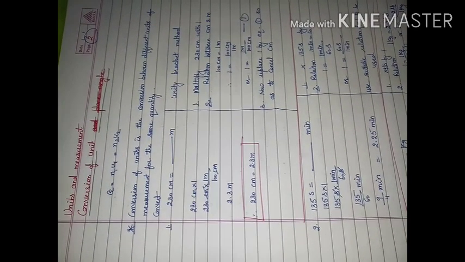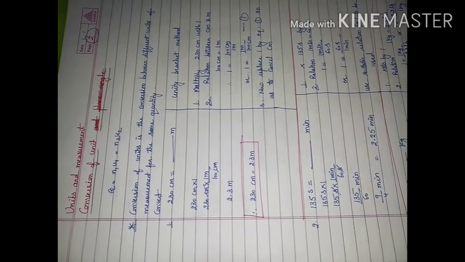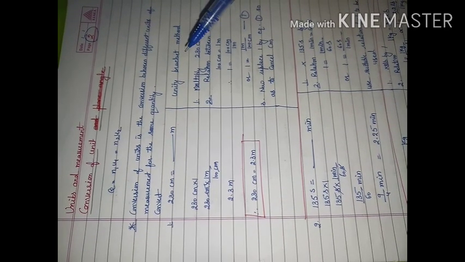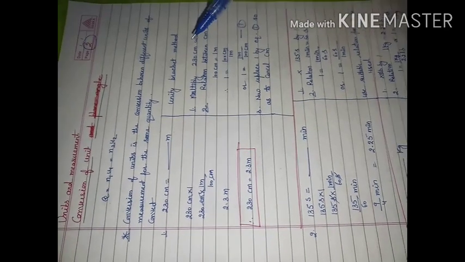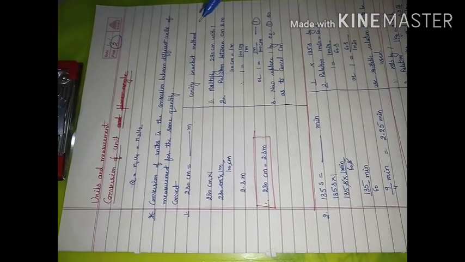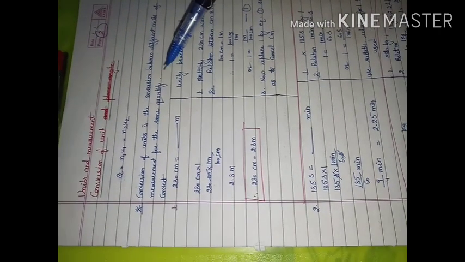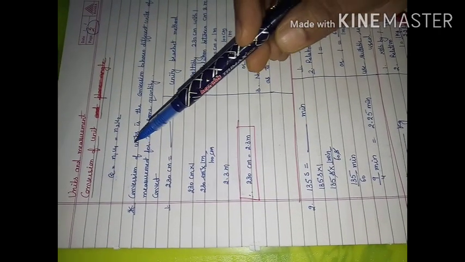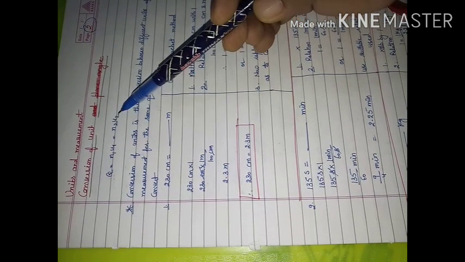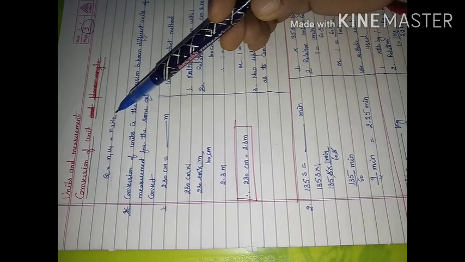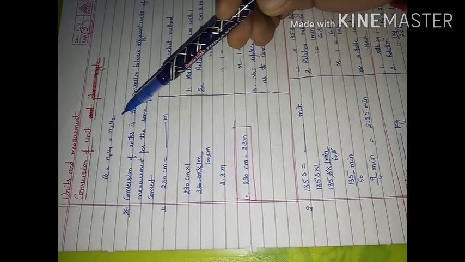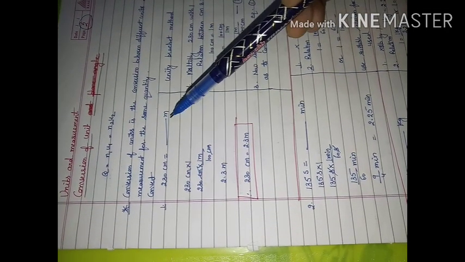Hello students. In the previous video, we considered various systems of units: MKS system, CGS system, FPS system, SI system of units. And we considered this relation Q is equal to N1 U1, this is equal to N2 U2. Today we will do a few numericals which are based on conversion of units.